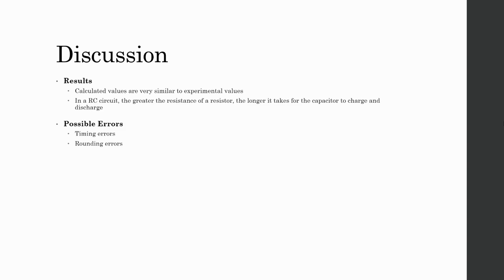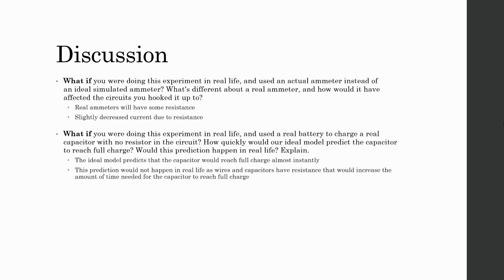We found that the calculated values are very similar to the experimental values. Possible errors include timing errors when measuring the potential difference and rounding errors when doing calculations. If a real ammeter was used, there would be changes in resistance. Unlike the model, real ammeters have some resistance and the current will be decreased. The ideal model predicts that the capacitor will reach full charge almost instantly. This cannot happen in real life as wires and capacitors have resistance.